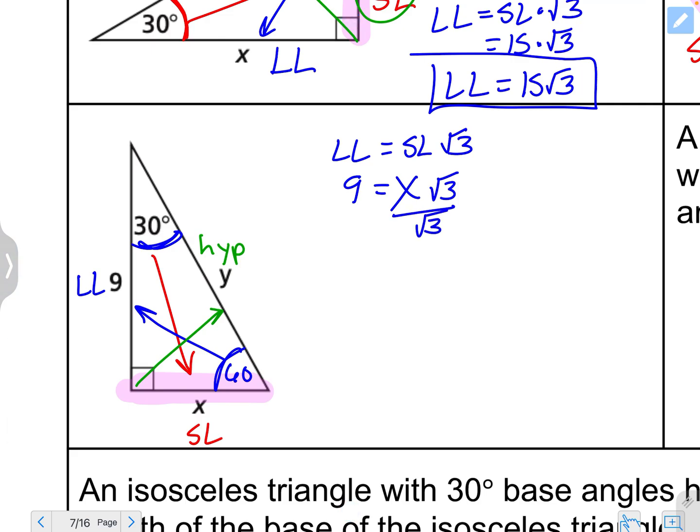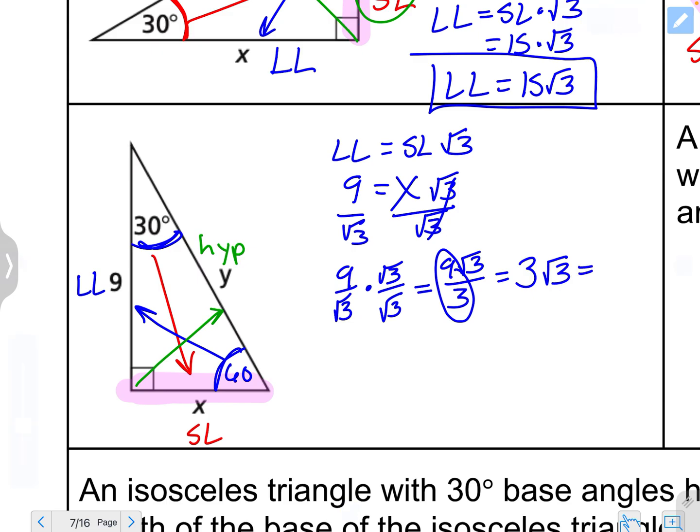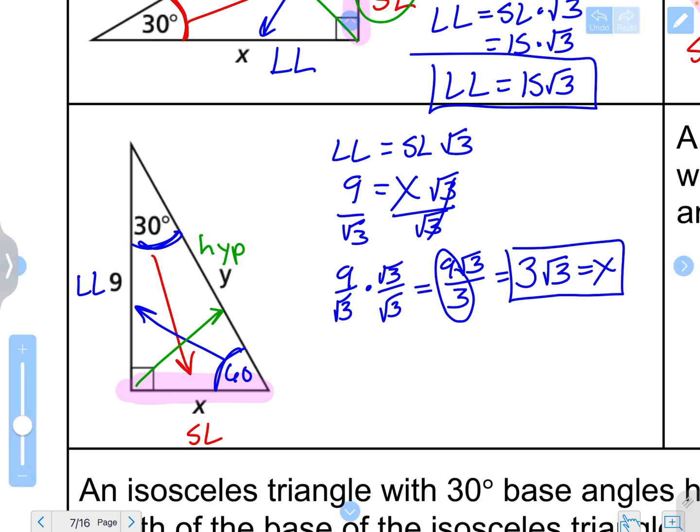So we're going to divide by the square root of 3, which means now we need to rationalize our denominator. So we're going to take 9 over the square root of 3, and we're going to multiply it by a fraction that equals 1, which is square root of 3 over square root of 3, which lets us get rid of our square root. So we get 9 square root of 3 on top, and the square root of 3 times the square root of 3 is simply 3. So now we're going to simplify our fraction, and so I get 3 square root of 3 equals x, or my short leg.